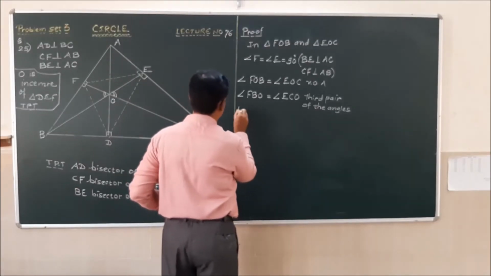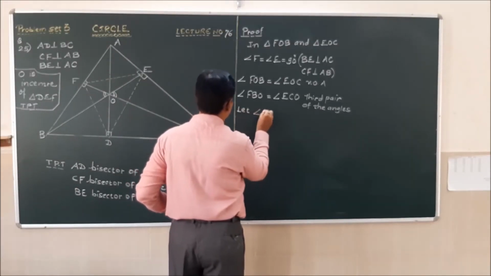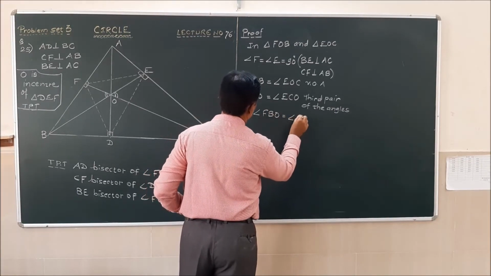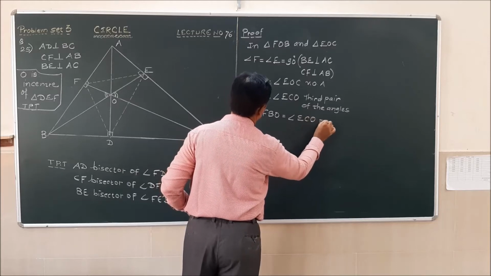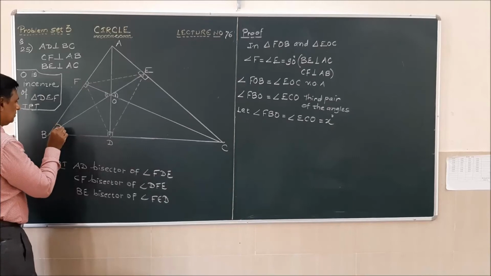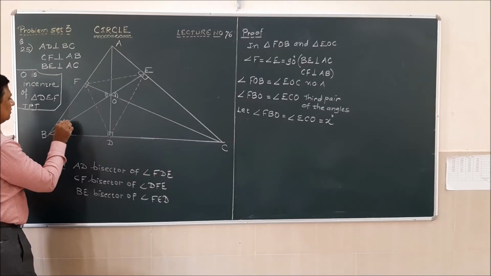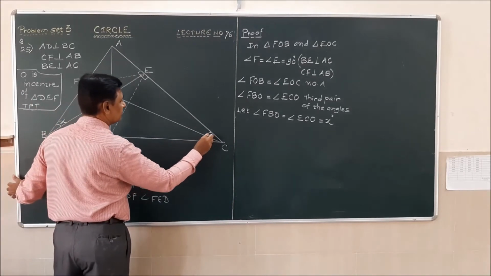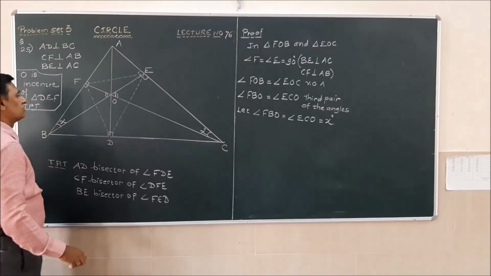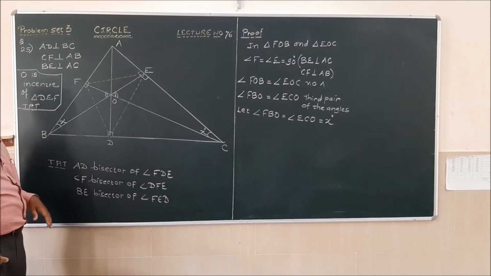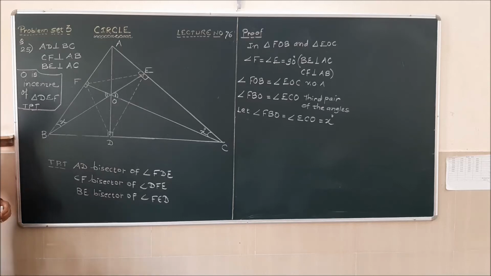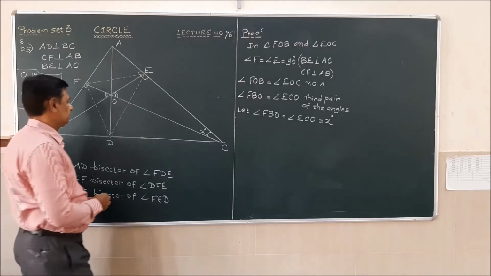So let's say angle FBO is equal to angle ECO, that is equal to x. Okay, so I am going to call it x. Now please try to understand, dear students. It is a very important thing you have to understand.